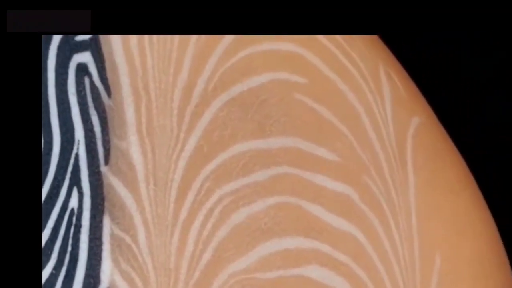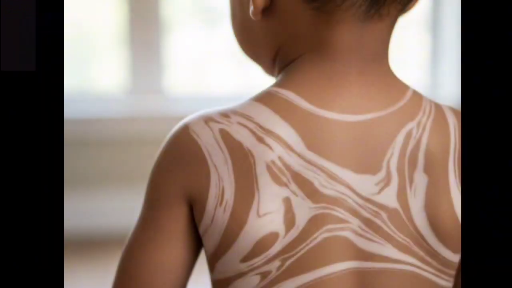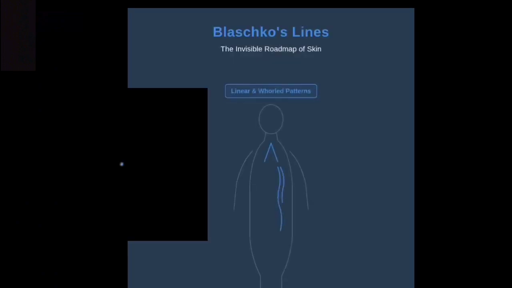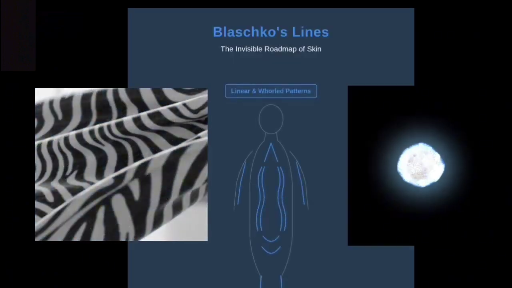Marble cake and zebra prints are beautiful to the eye, but when these patterns appear on the skin, they tell a medical story. These linear and whorled patterns follow Blaschko's lines, the invisible roadmap of skin development, where the skin tells a story in zebra-like stripes and marble cake swirls.